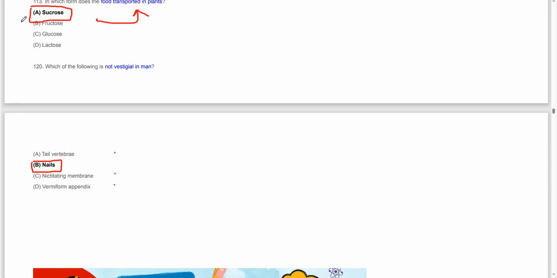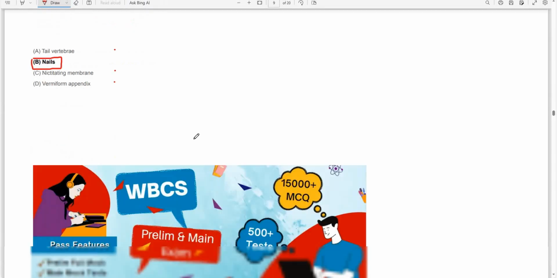So here again, what are vestigial organs in the human being? Vestigial organs will be tail vertebrae, vermiform appendix, and nictitating membrane. So these are vestigial organs of the human being.